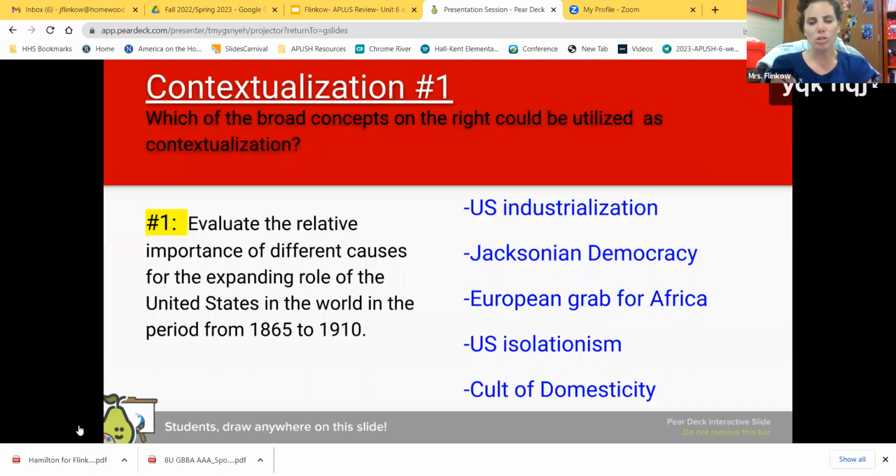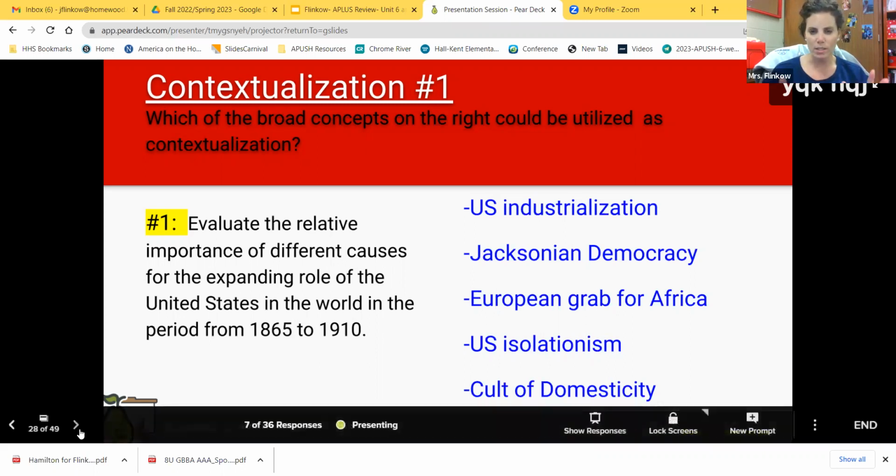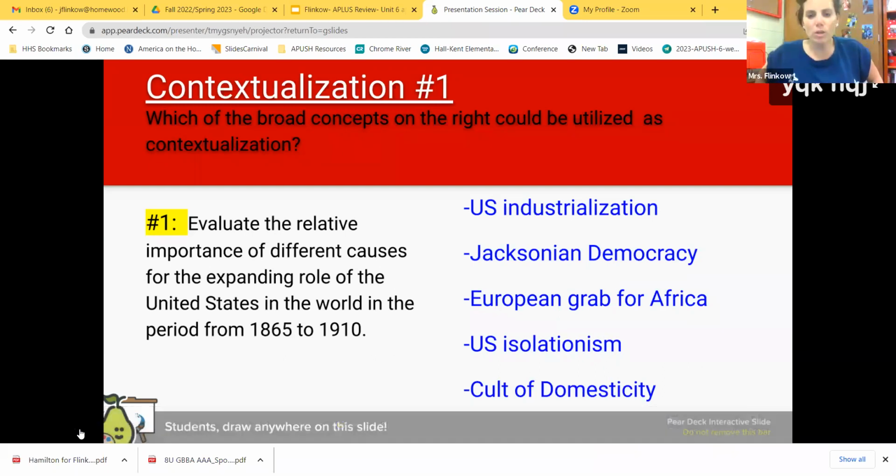Okay. Let's look at these for a few minutes because this is also going to help us on some content review. Which of these broad concepts on the right could be used as contextualization for this question? Okay, so again, 1865 to 1910, evaluate the relative importance of different causes for the expanding role of the United States in the world. So what is a cause for the U.S. going into imperialism? So what we're looking at is what could be background for this.